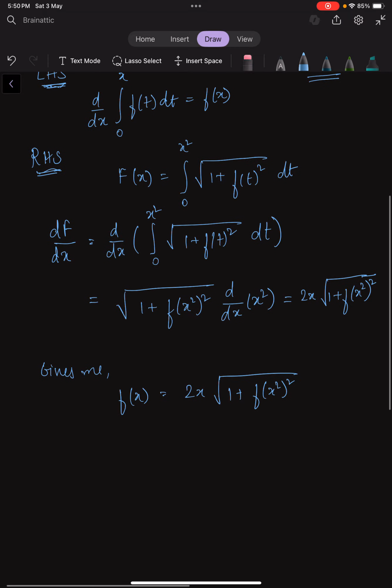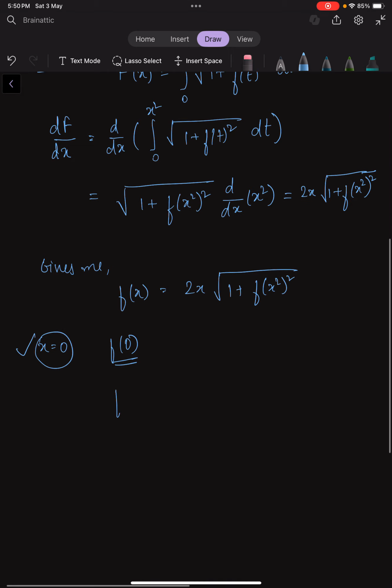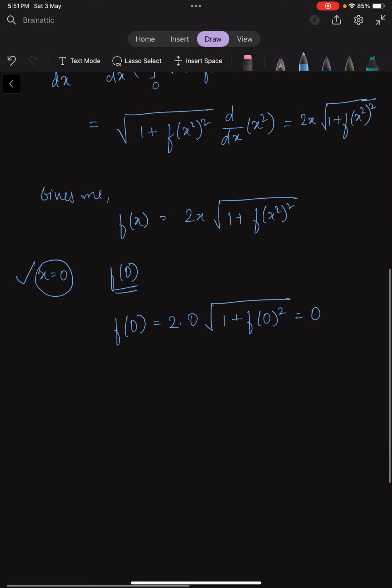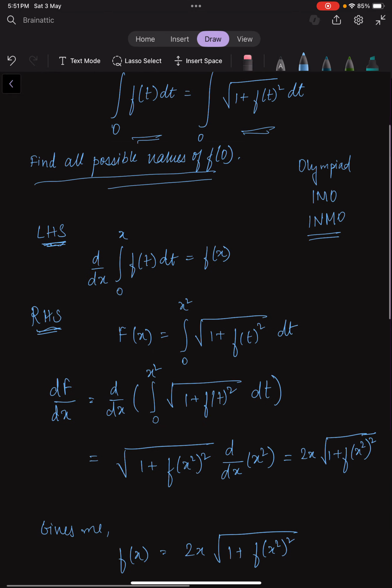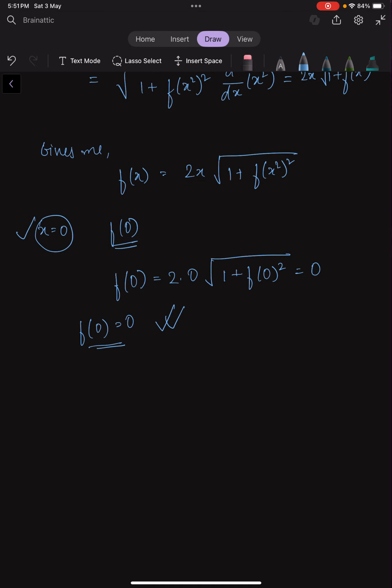Correct? Now if we plug in the value of x is equal to 0, because we are asked to find f of 0, right? So if I plug in x is equal to 0, this gives me f of 0 is equal to 2 into 0 root under 1 plus f of 0 whole square, which is equal to 0. Correct? So f of 0 is equal to 0. This is one solution, but in the question, if you follow, we are asked to find all possible values of f of 0. So the problem does not end here.